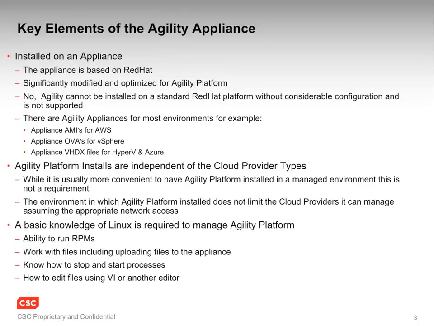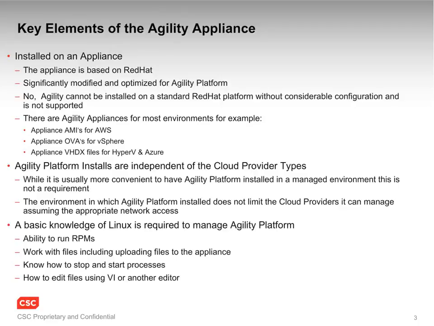There are Agility appliances for most environments, for example, appliance AMIs for Amazon, which you have to get access to, appliance OVAs for vSphere, so you would need to download those from the FTP site, or appliance VHD files that you'd use for Hyper-V or Azure environments. Agility platform installs are independent of the cloud provider types. While it is usually more convenient to have Agility platform installed in a managed environment, this is not a requirement. The environments that Agility manages can be completely different from the ones that it's actually installed on.